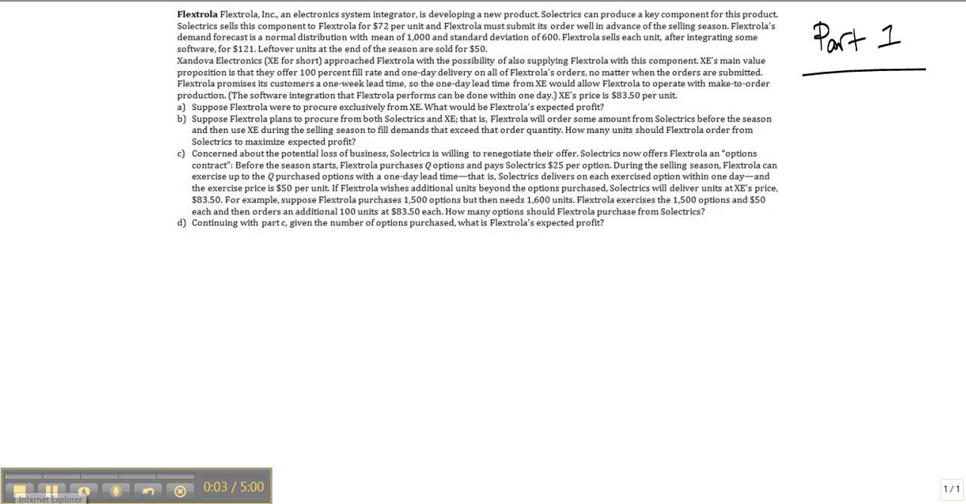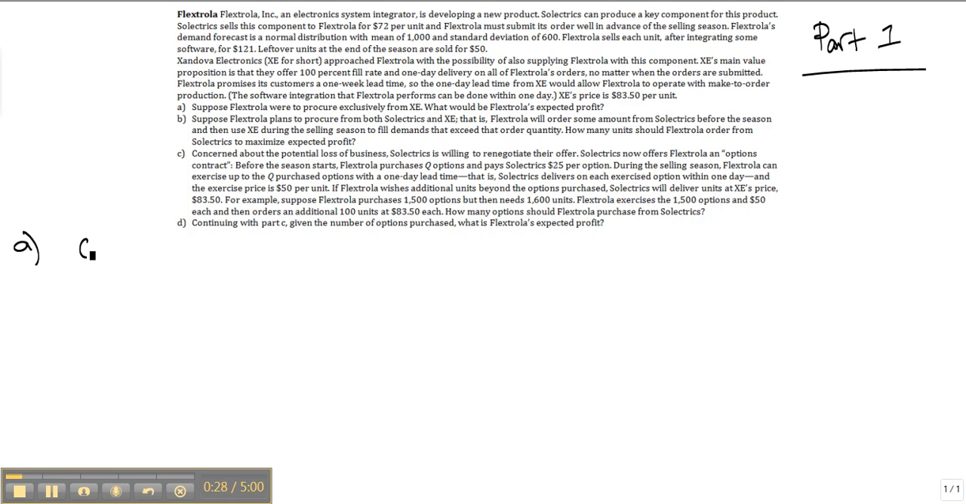The Flextrolla problem extends the concept of the news vendor model to a more advanced version, the make-to-order model. The key to this problem is really understanding how the underage and overage costs are going to change once you introduce the option from XE. To start out with Part A, we're looking for the expected profit if they were to procure exclusively from XE.